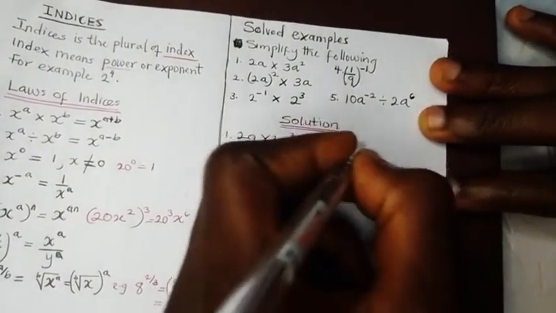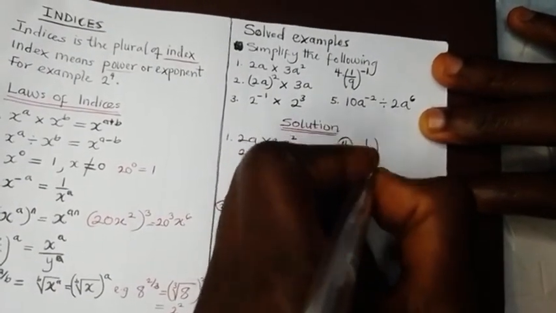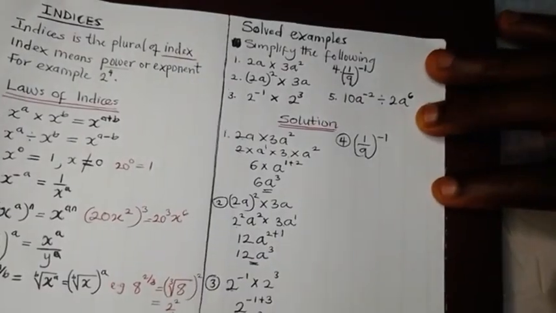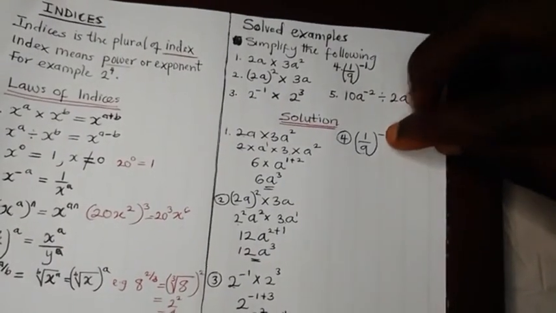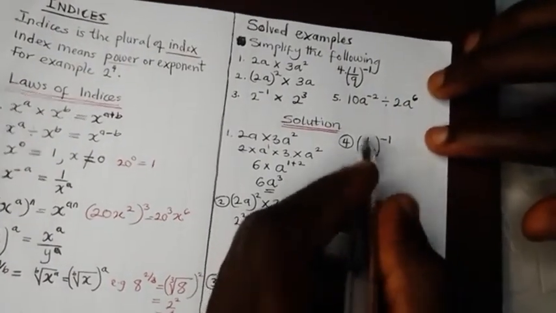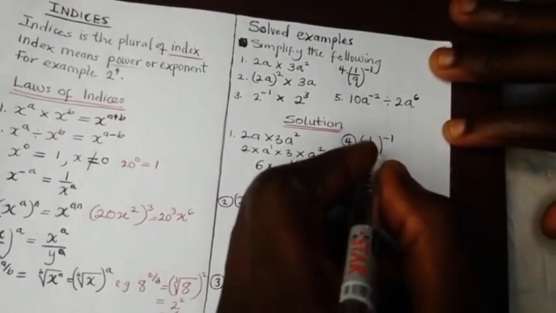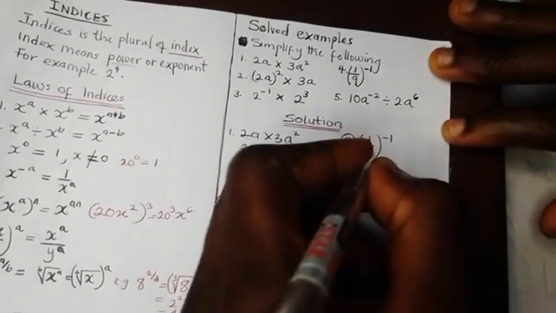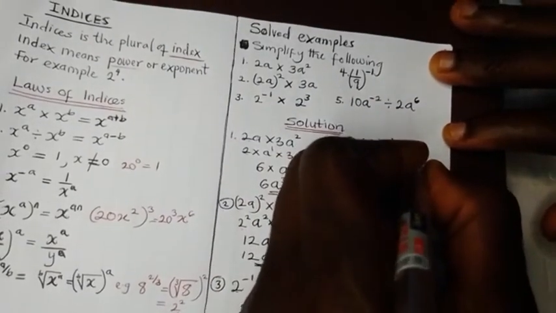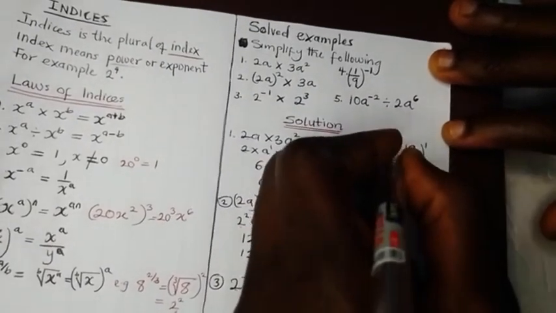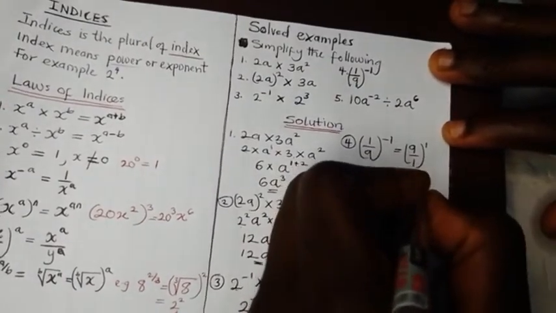Number 4, also we have 1 over 9 raised to power minus 1. And now don't forget, whenever you have a negative power, the easiest thing is just to flip whatever expression you have that is carrying that minus 1. So in this case, it is 1 over 9 raised to power minus 1. So my answer is just going to be, just flip this. The answer is the same thing as 9 over 1, then raised to power 1. Okay, so our answer is basically 9. Okay, number 5.